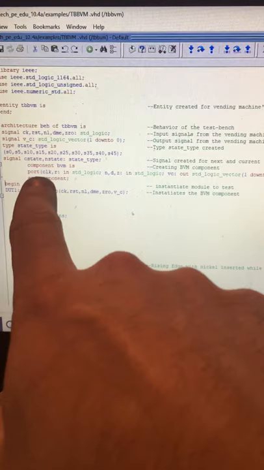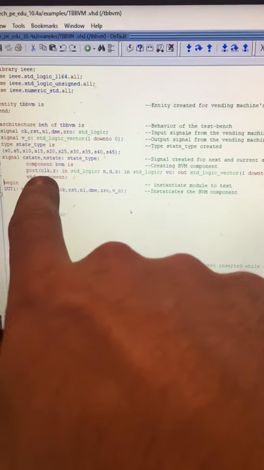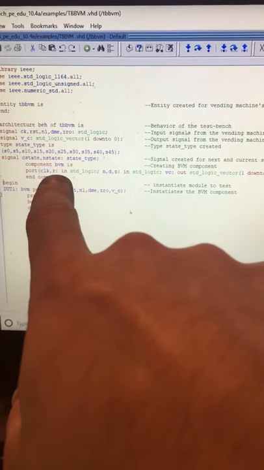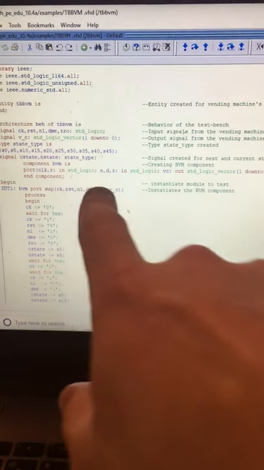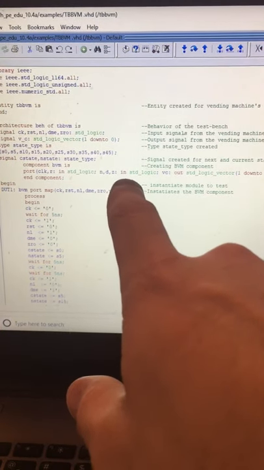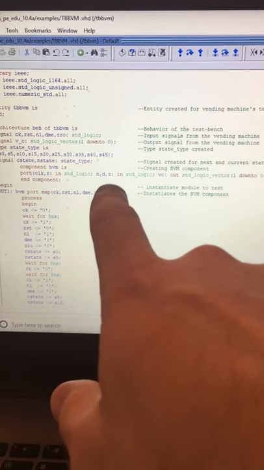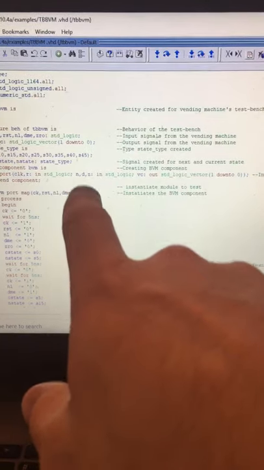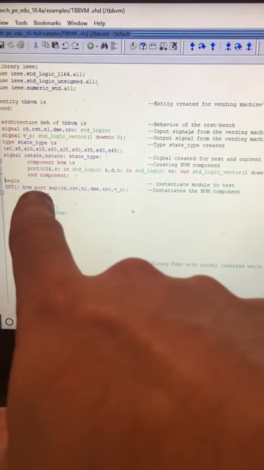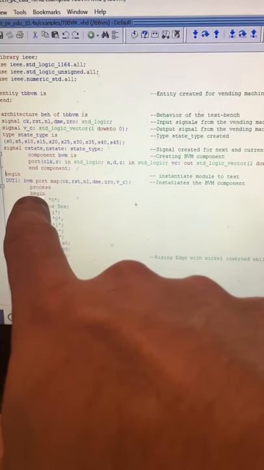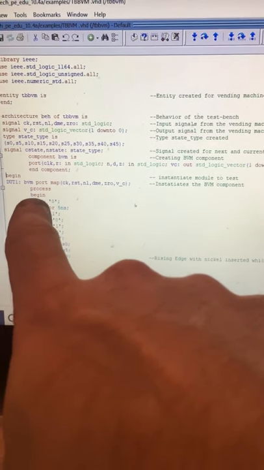And then I created a component, BVM, and its ports are clock and reset, which are in standard logic, 1 bit, and then NDZ, which is in standard logic, 1 bit, and then VC, which is out standard logic, 2 bit. And then I have begin, and then I instantiate the vending machine component. And I have the process and begin.